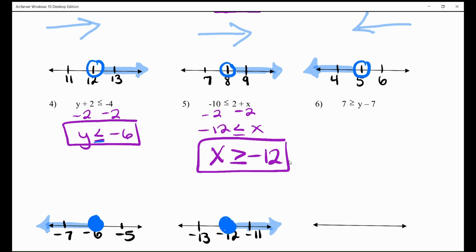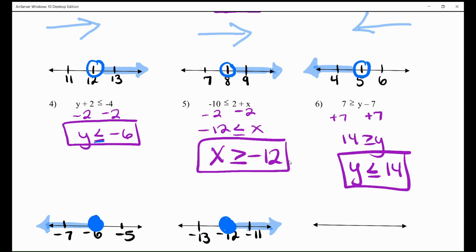For 6, on the side with the variable, we have y minus 7, so we want to add 7 to both sides. Now we want to rewrite this so that the variable is on the left, so let's read it from right to left. We have y is less than or equal to 14. So we're going to write just that, y is less than or equal to 14. You can do it that way, or you can see that the inequality symbol is pointing towards the variable. So we want it pointing towards the variable when we rewrite.